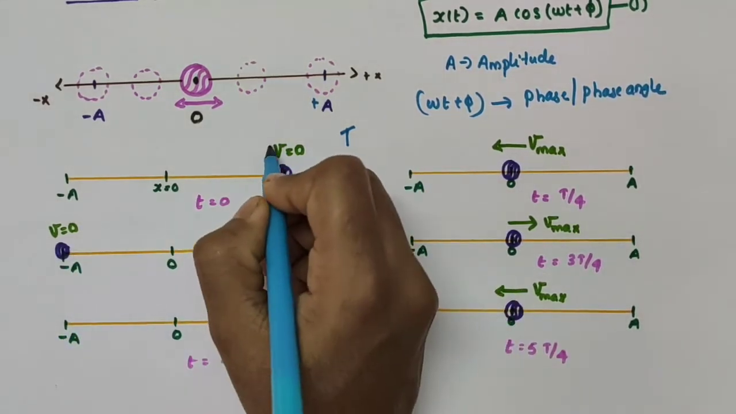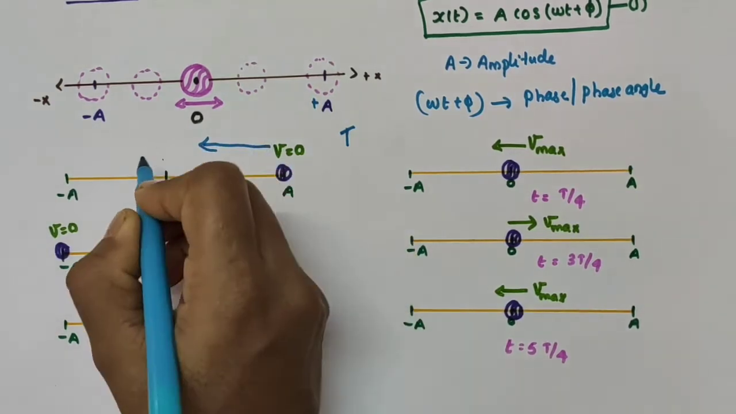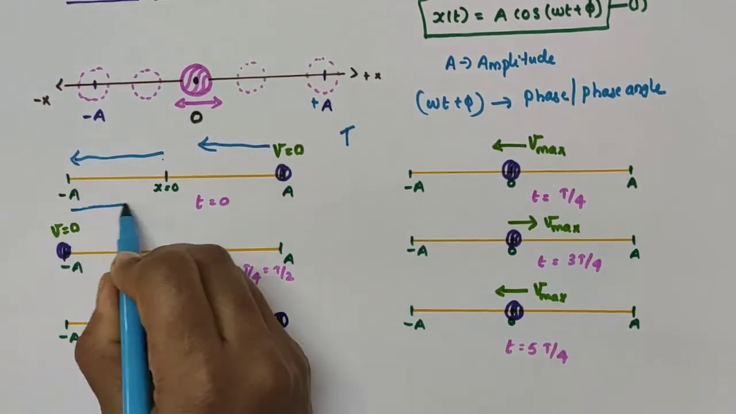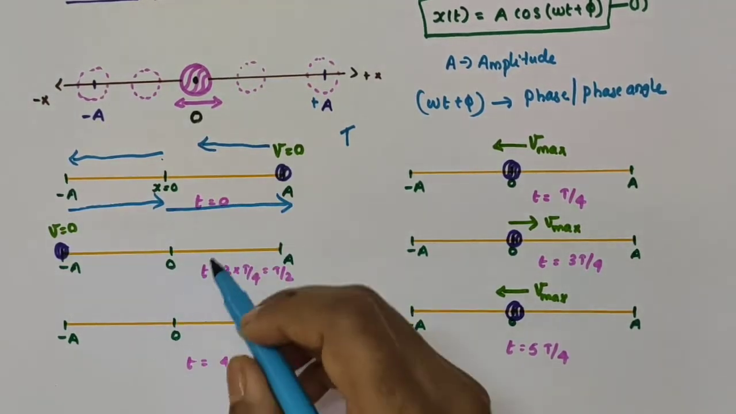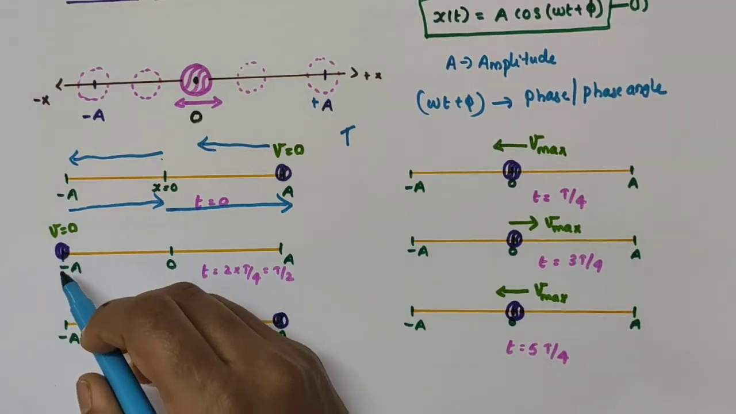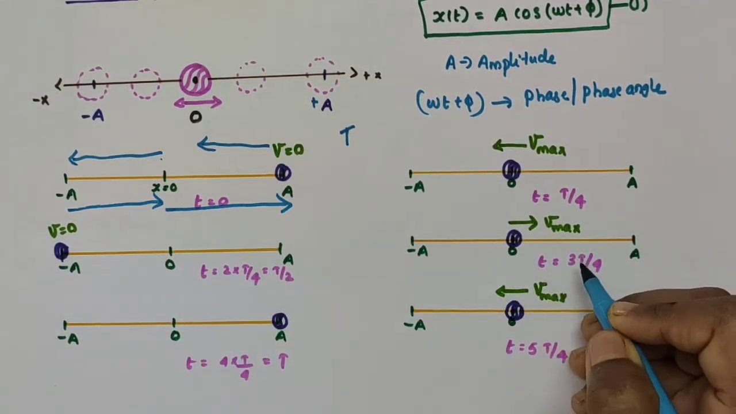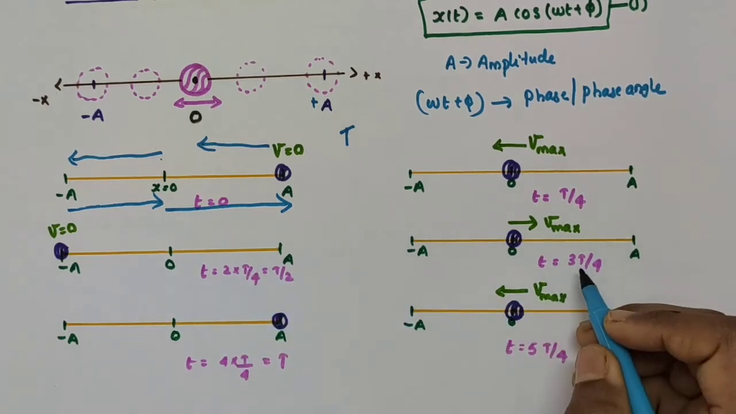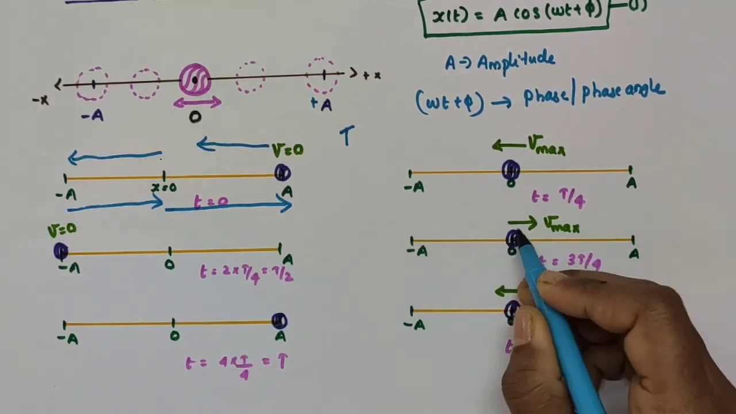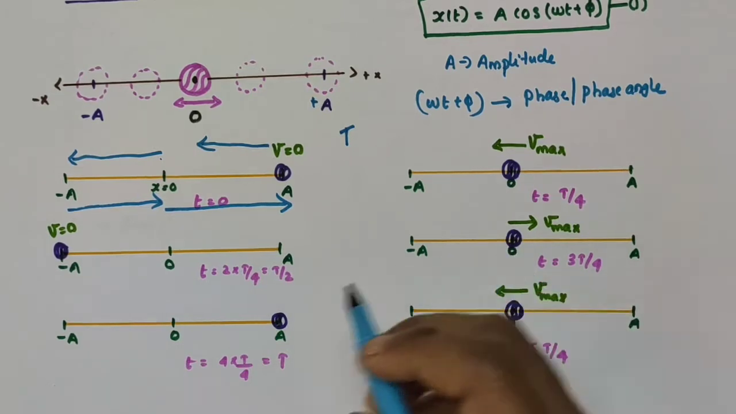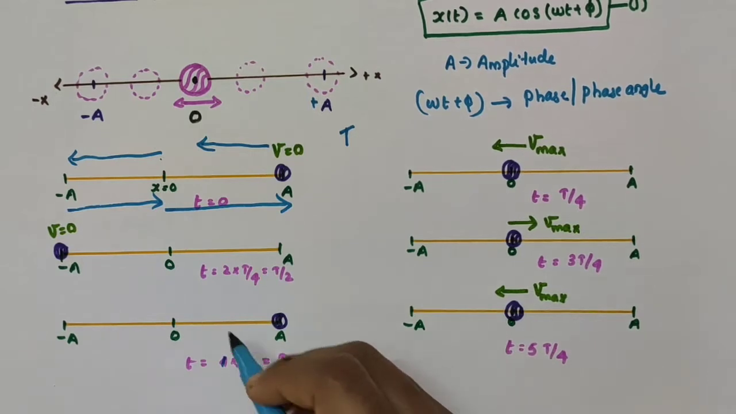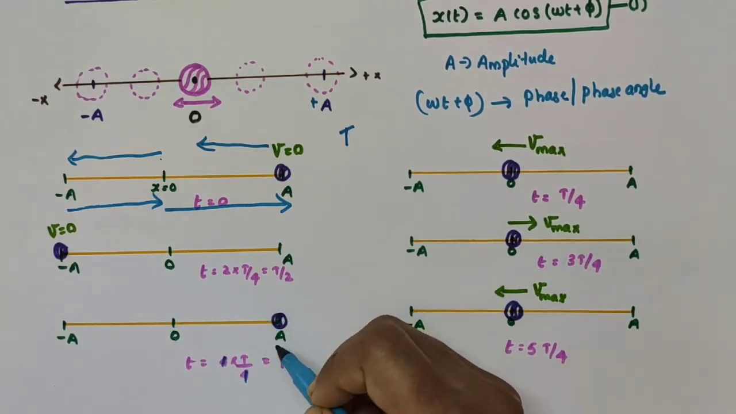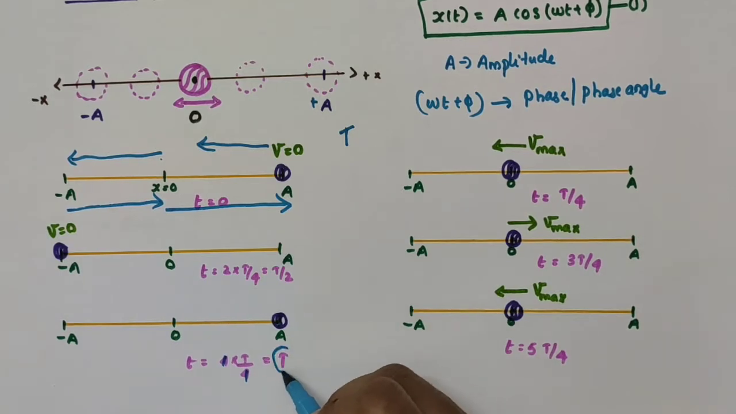The particle starts its motion like this. It moves to this point, then from here to this point, back to this point, and back to its initial point. So at t equal to T by 2, the particle reaches here, and at t equal to 3 times T by 4, the particle comes back to this point. Then at t equal to 4 times T by 4, which means T, the particle reaches its initial position. That is, at T, the particle completes one oscillation.